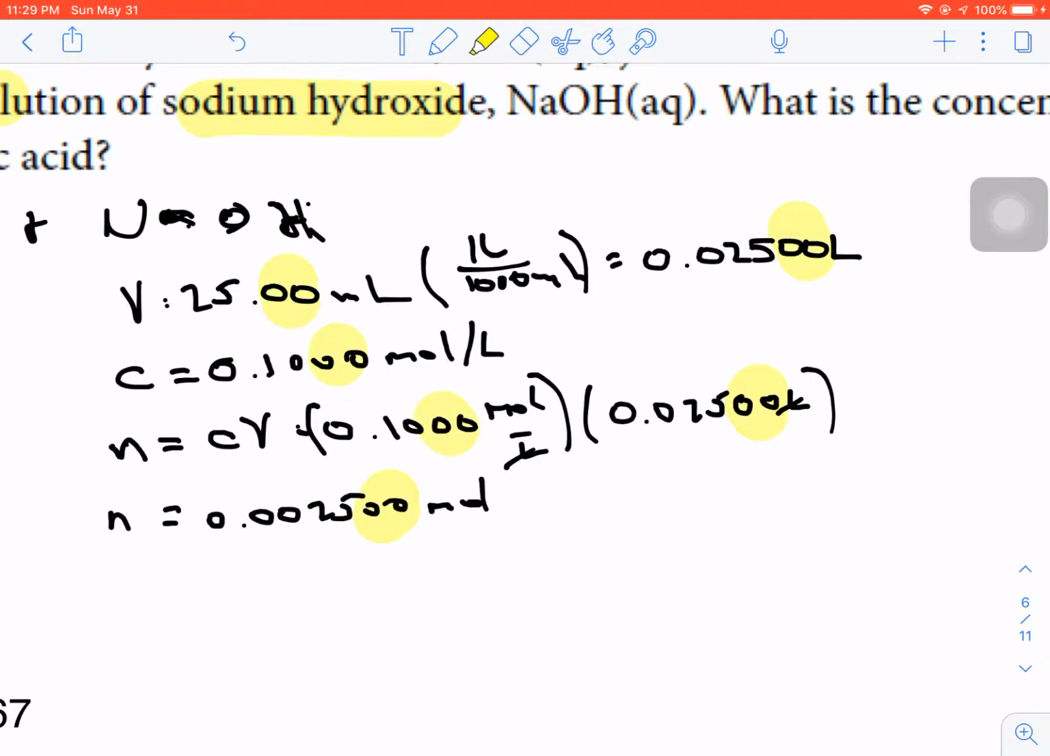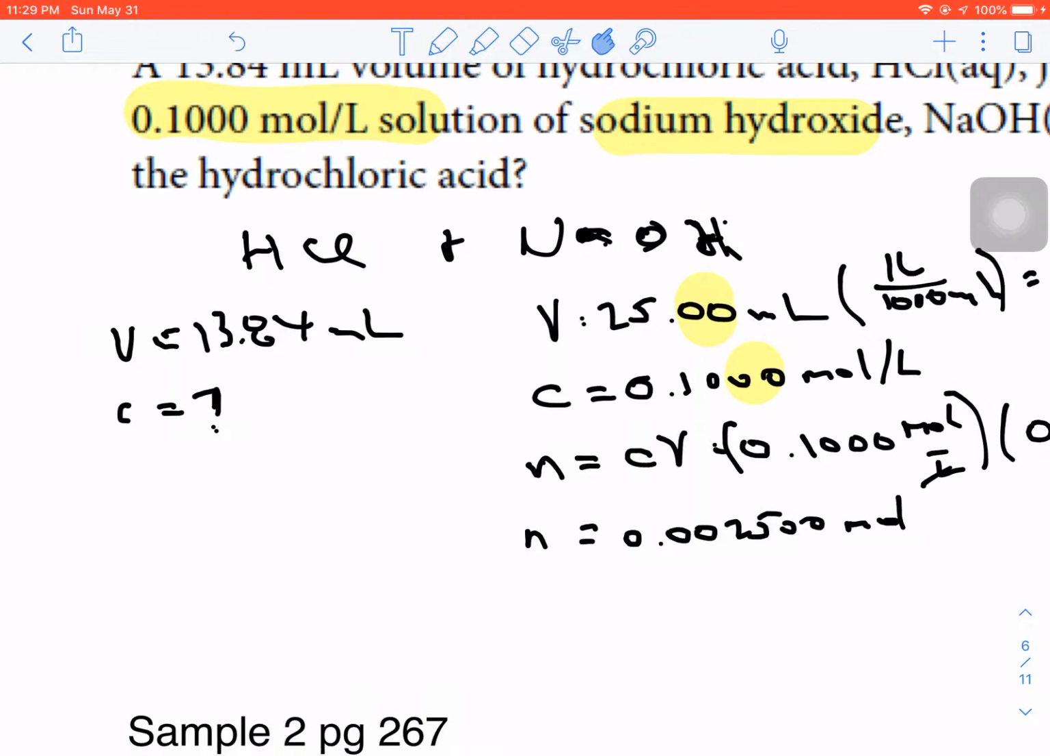So to be as precise as possible, I need to maintain the number of sig-digs, significant digits. I need to leave those zeros in. Okay, so let's get rid of that. Okay, so I now know how many moles of sodium hydroxide I have, but remember, what I'm going to try and do here is I'm trying to find the concentration.